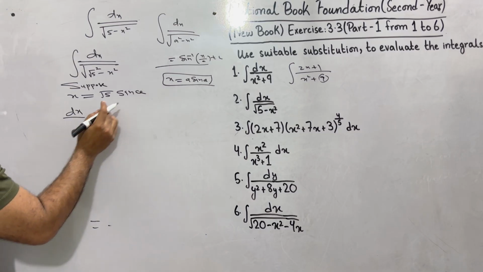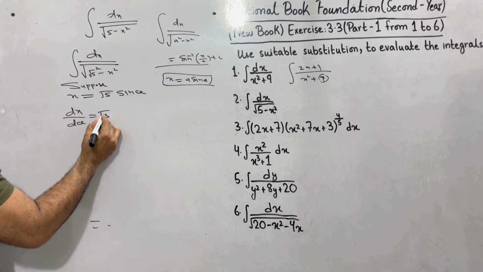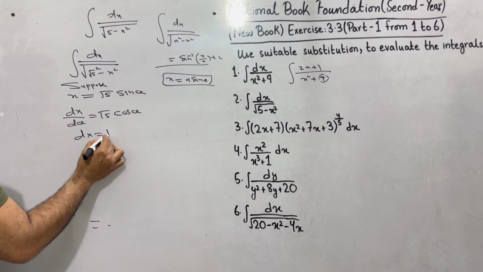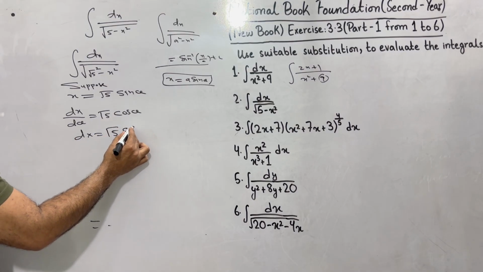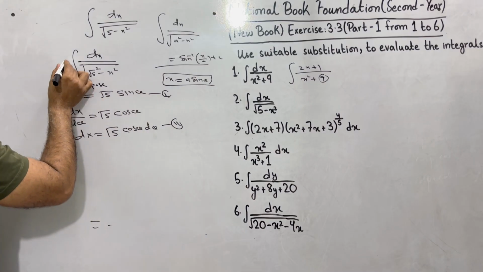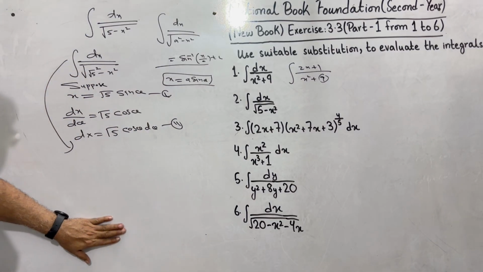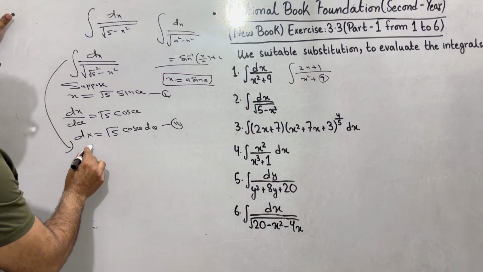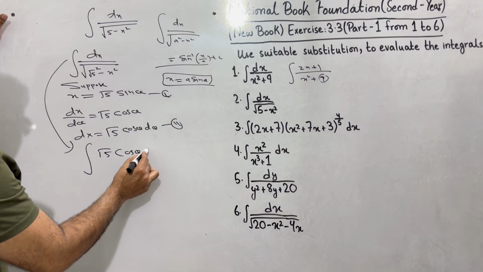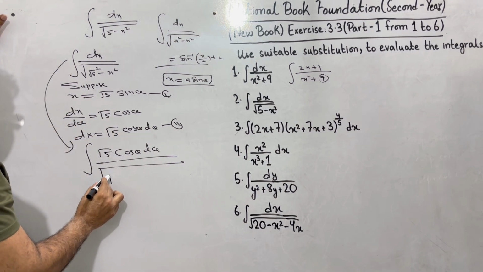Differentiating with respect to theta, because theta is the variable we have supposed, dx over d theta is root 5 times the derivative of sine, which is cos theta. Solving for the differential dx, we have root 5 cos theta d theta. Re-put in the original integral to get rid of the radical sign. The integral of dx means root 5 cos theta d theta over the square root of root 5 square.